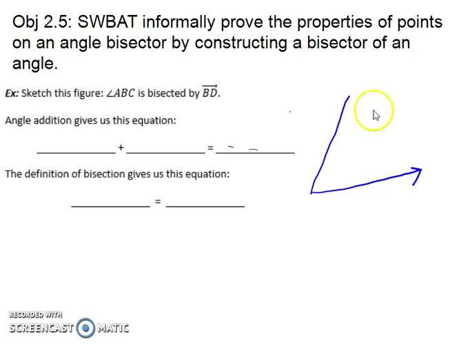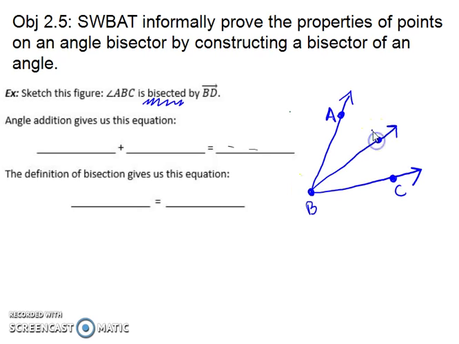Keep in mind an angle has rays on either side. So I'm going to put in point A. Point B is the vertex. And then point C is on the other side of the angle. And then it said it's bisected by BD. Now bisect means it's on the interior. Ray BD is on the interior of this angle.